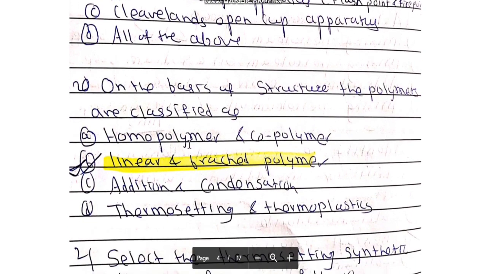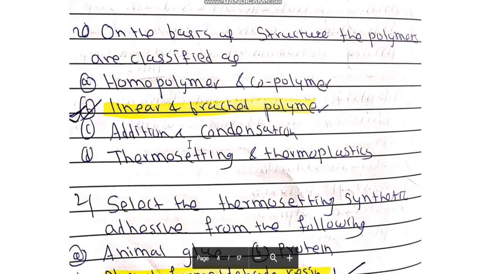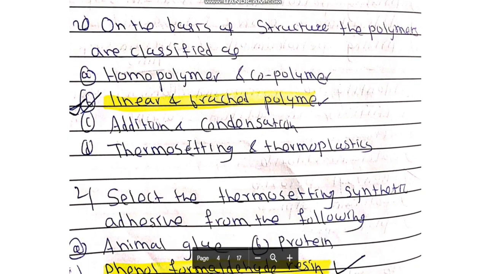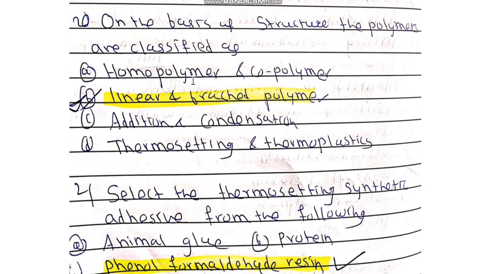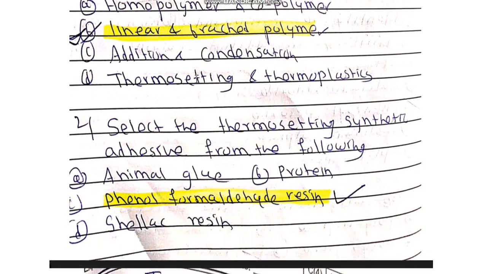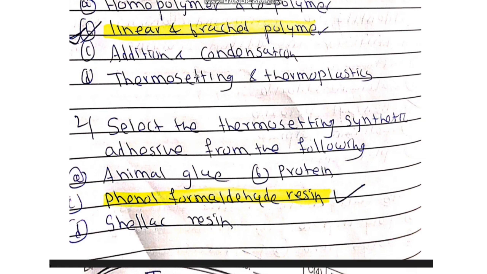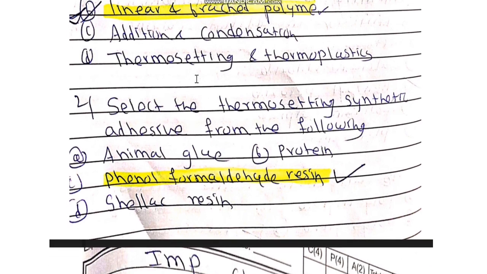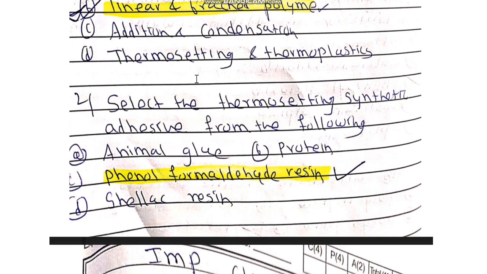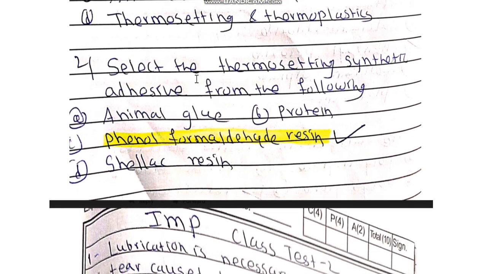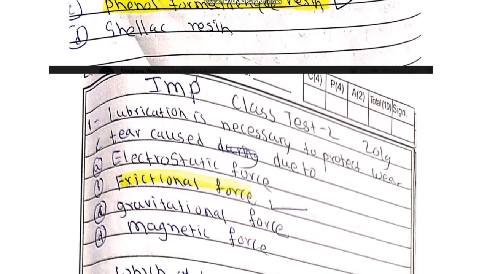On the basis of structure, the polymers are classified as linear and branched polymers. While on the basis of thermal behavior, they are classified as thermosetting and thermoplastic. While on the basis of type of monomer, they are classified as homopolymer and copolymer. Select the thermosetting synthetic adhesive from the following. Phenol formaldehyde, it is thermosetting, that is bakelite.